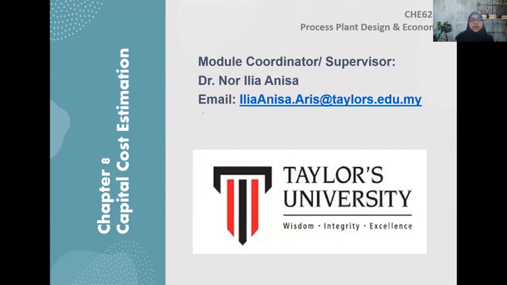Hello class. Okay, we move to the next topic, which is capital cost estimation. Once we have already finalized the PFD and also the equipment to be used, we are going to proceed to the capital cost estimation to estimate the cost of building the process plant.